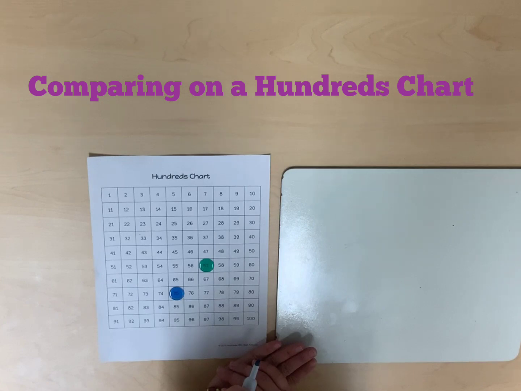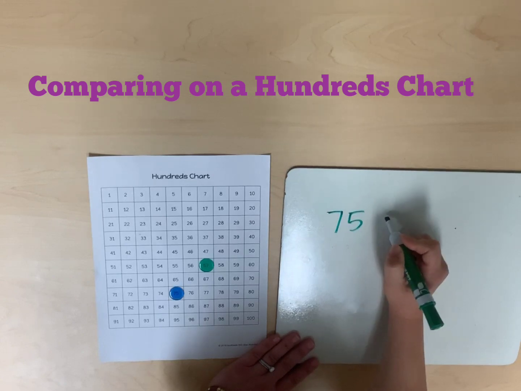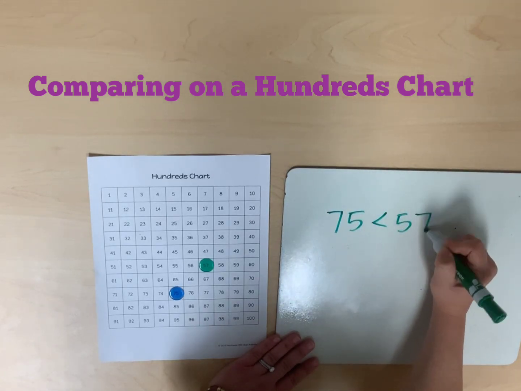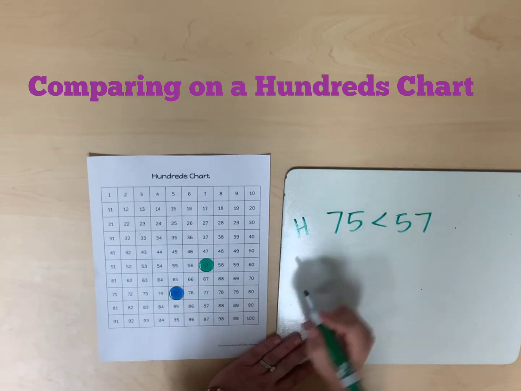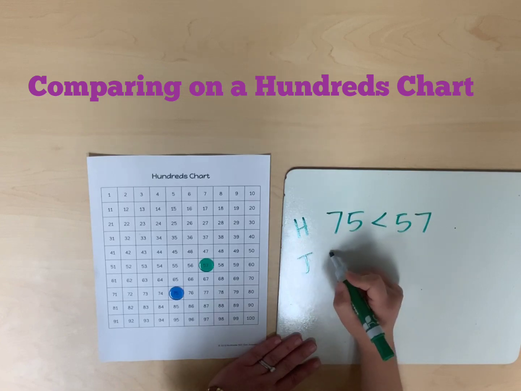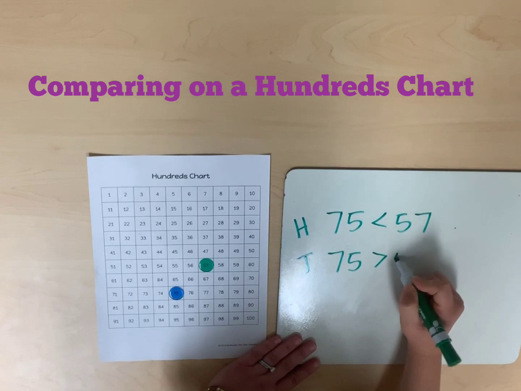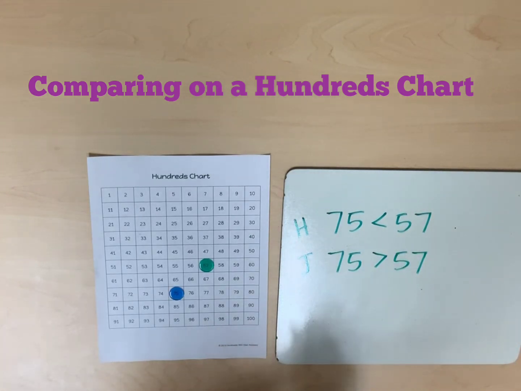In my scenario, Hayden says that 7 10s and 5 1s is less than 57. So 7 10s and 5 1s, or 75, is less than 57 according to Hayden. I'm going to write an H for Hayden. And Julia says that 7 10s and 5 1s is greater than 57. Who is correct, Hayden or Julia?